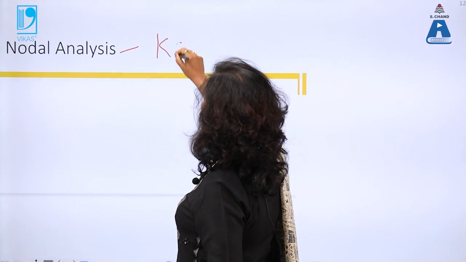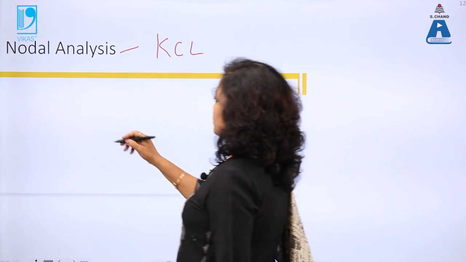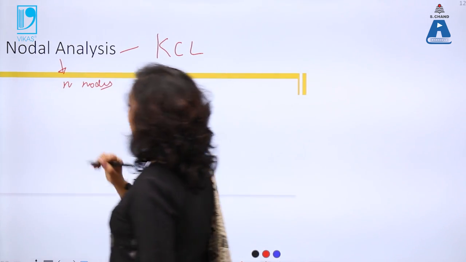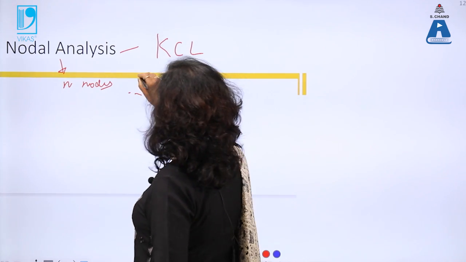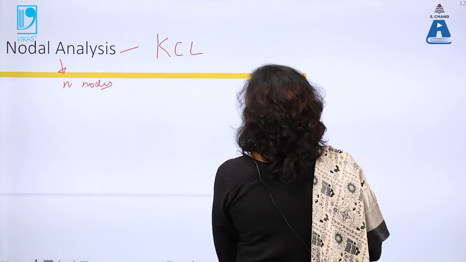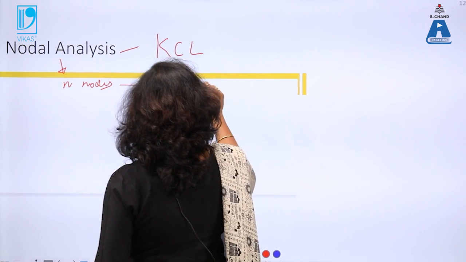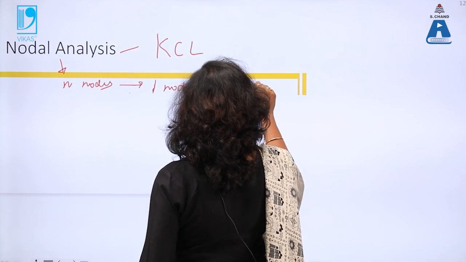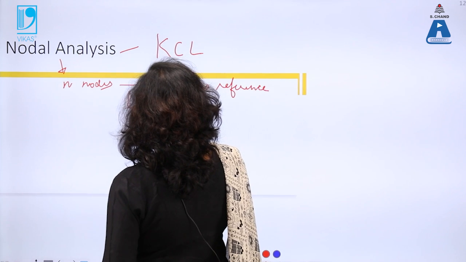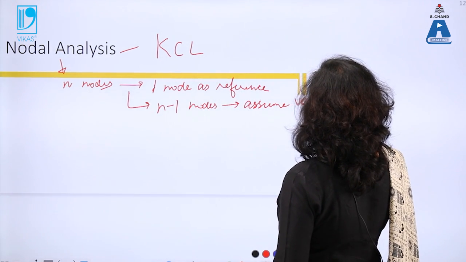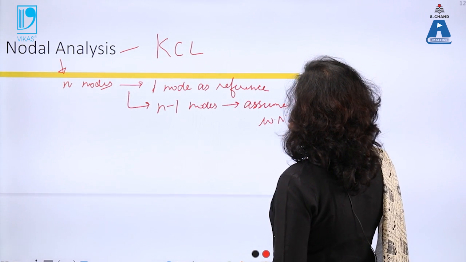So nodal analysis is basically using KCL. Now there are n number of nodes. There are n nodes for a given circuit. So out of these n nodes, I will take one node as reference, and for the rest n minus 1 nodes we assume the voltage of each node with respect to the reference.